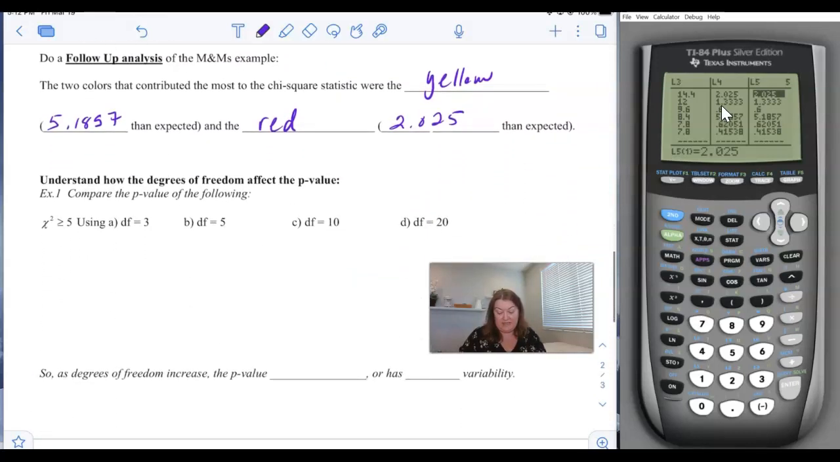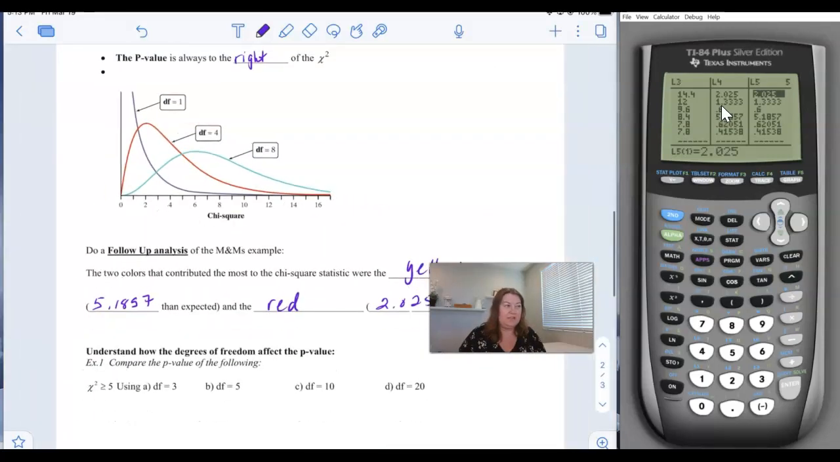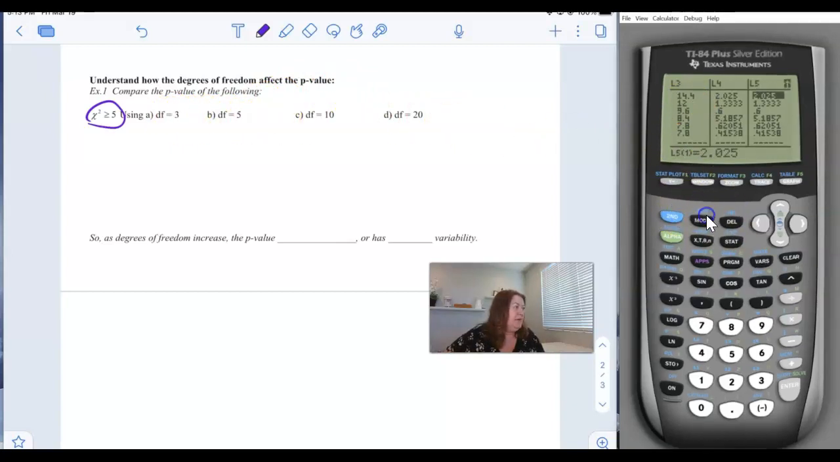Last thing I want to show you is what happens to the degree of freedom. I've already shown you the picture. Let's talk about what happens to the probability amounts and then we're done. Okay, so to understand how degrees of freedom works, we're going to use chi-squared greater than or equal to 5, and compare it with a degree of freedom of 3, 5, 10, and 20. So I'm going to go out here to chi-squared CDF number 8. And I'm going to tell it to start at 5 and go up to infinity. And I'm going to start with a degree of freedom of 3.